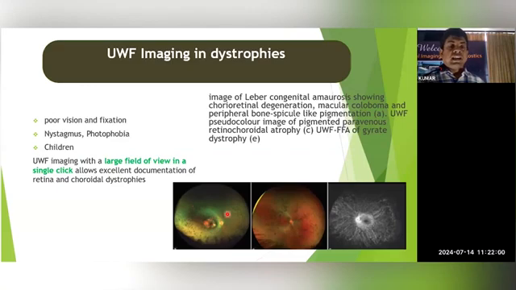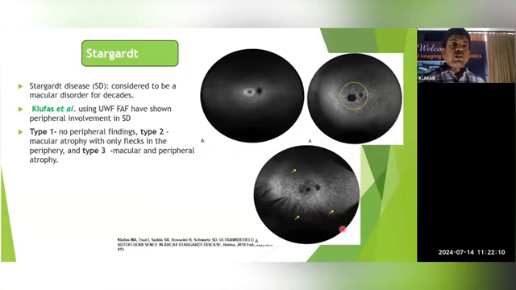So you can see a case of Leber's amaurosis where you can see a macular coloboma and peripheral pigmentary changes. This is the case of gyrate atrophy. All these findings can be easily picked up. Now, Stargardt disease is another condition which we come across commonly in our day-to-day practice among the retinal dystrophies.